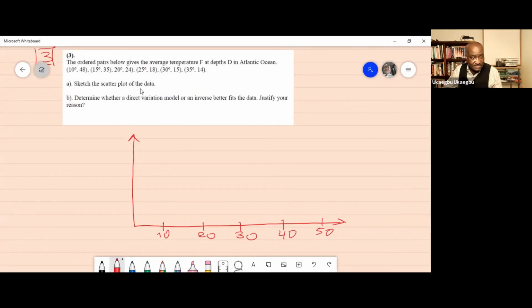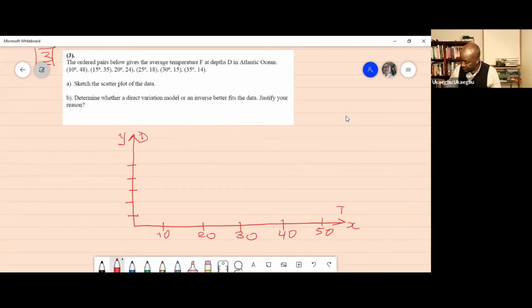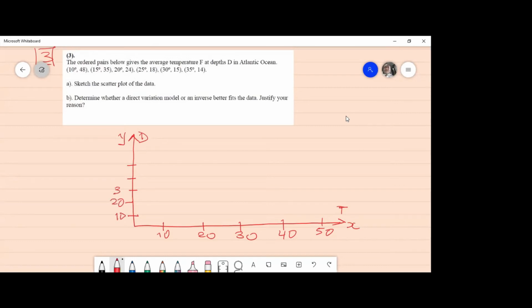Now on the y-axis, the maximum value is 48. So you pick your scale in such a way that you also accommodate 48. You can do 10, 20, 30, 40, 50. This is y, and y is the depth, and the x is the temperature. So once again, this is 10, 20, 30, 40, and 50.